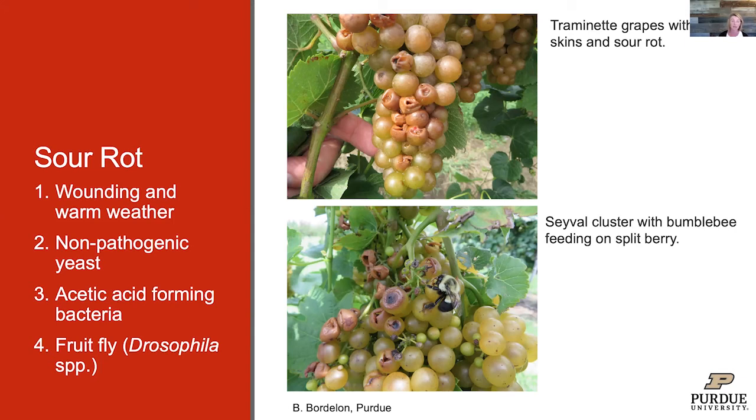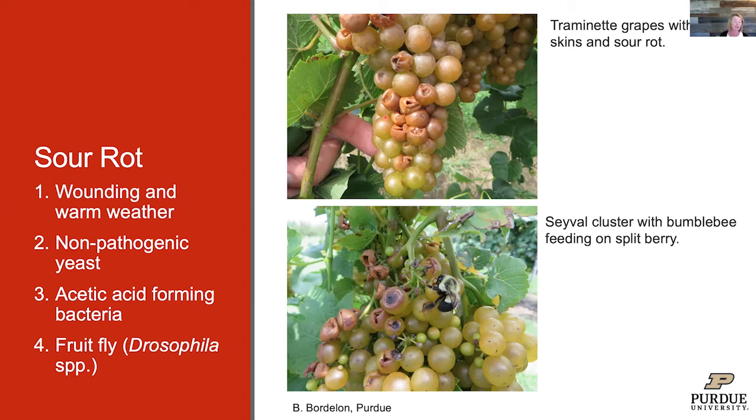And then the last thing you need is the fruit fly. They don't know what the role of the fruit fly is, other than that if it's not present, all of the research has shown that you won't see sour rot in the absence of fruit fly. So there's some type of insect-microbe interaction, as well as the environment.